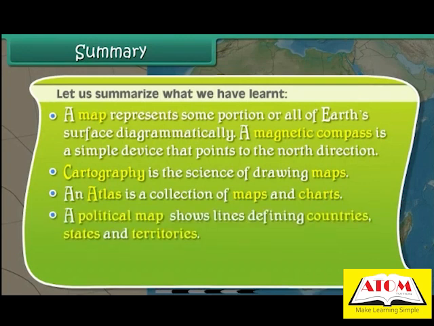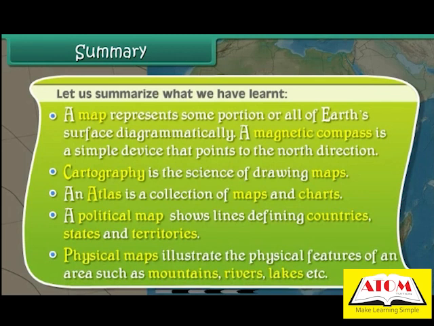A political map shows lines defining countries, states, and territories. Physical maps illustrate the physical features of an area such as mountains, rivers, lakes, etc.